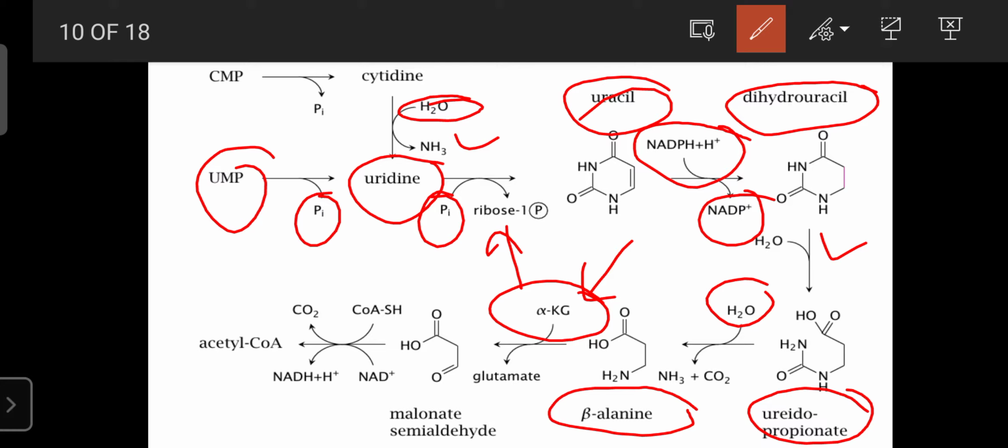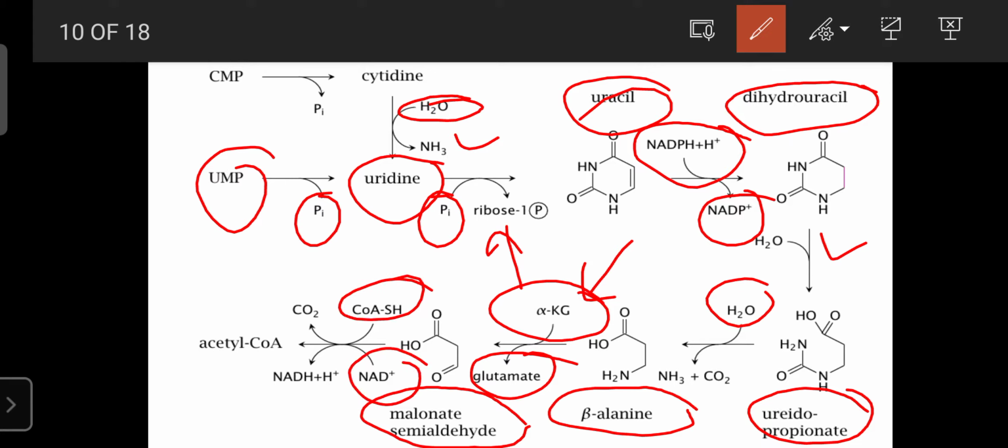Okay, so beta alanine, in the presence of alpha ketoglutarate, which is converted into glutamate, becomes malonate semialdehyde. In the presence of coenzyme A and NAD, the malonate semialdehyde can undergo oxidation reactions, and then it forms acetyl CoA. The NAD is converted into NADH.